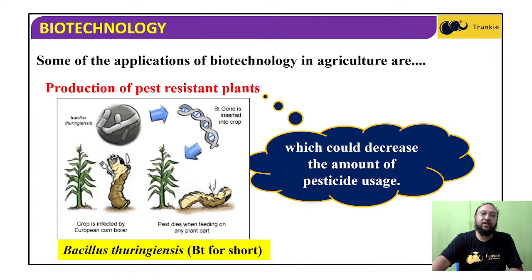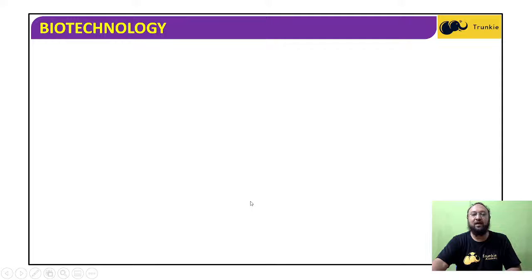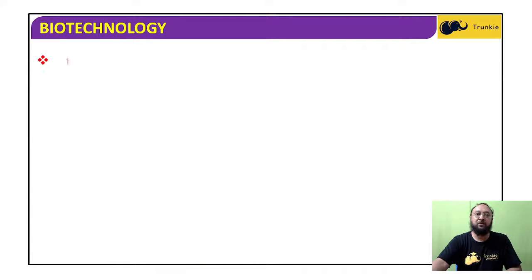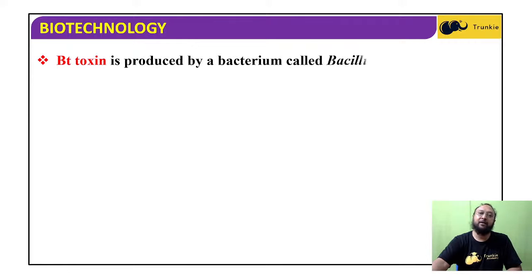So the crop is infected with European corn borer. Now when the gene is inserted, the pest dies when feeding on any plant. Why? Because this plant has the gene of the bacteria Bacillus thuringiensis, and that gene is producing a type of substance against the pest. Due to that, this pest is not surviving, it dies, and could not grow on the crop plant.